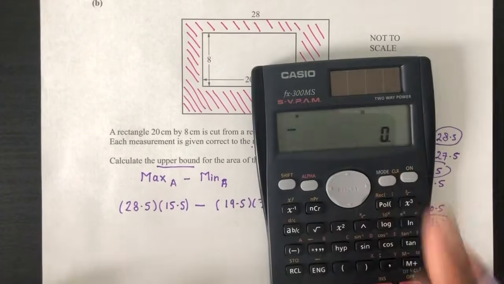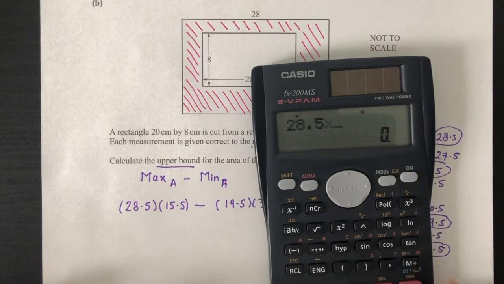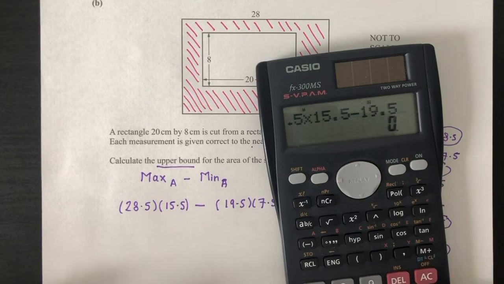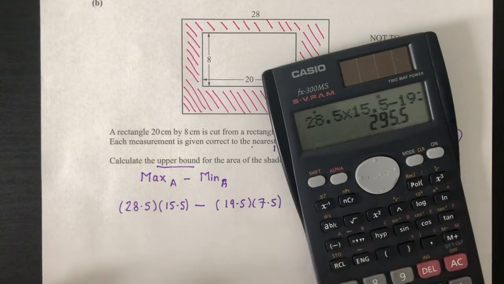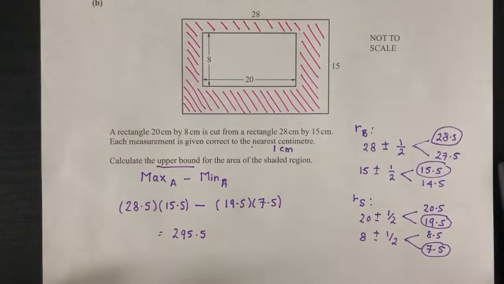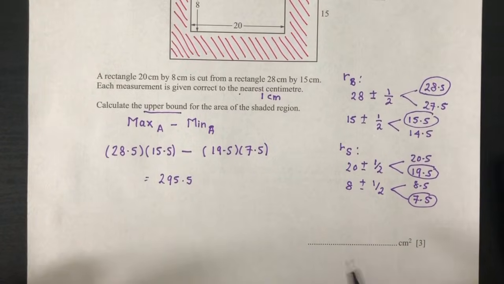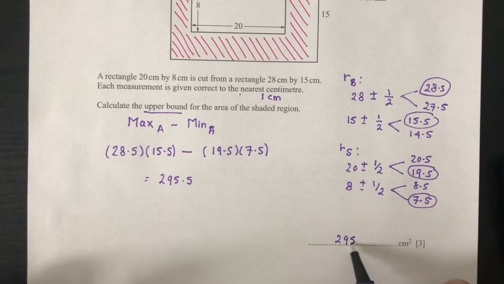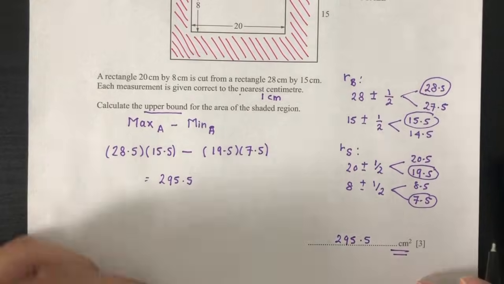Okay, so let's solve. 28.5 times 15.5 minus 19.5 times 7.5. That will give you 295.5. So the max area will be 295.5 centimeter square.